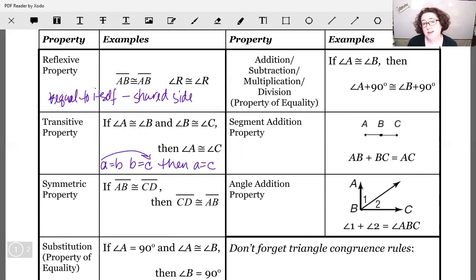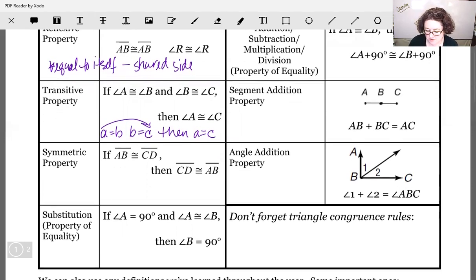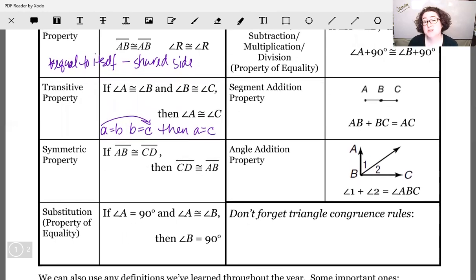We've got our segment and angle addition properties, which really just mean if you put two parts together, it makes the whole shape. So again, these are ideas that we've used before that are just going to start showing up a little bit more often when we're looking at these proofs. And don't forget your triangle congruence rules that we just talked about last class. Those five rules were SSS, side, side, side; we had side, angle, side; angle, side, angle; angle, angle, side; and HL.